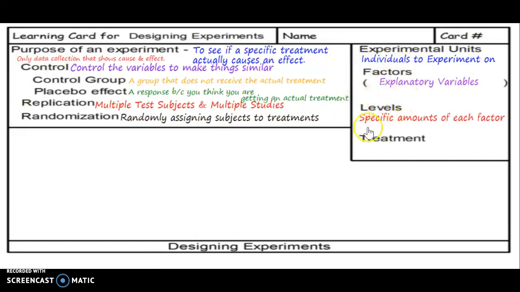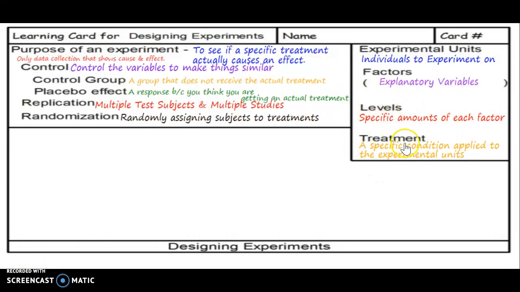The levels are the specific amounts of each factor. So if I was talking about fertilizer on plants and I gave one plant 1 pellet of fertilizer and another plant 2 pellets of fertilizer and another plant no fertilizer at all, those would be considered levels. So the specific amounts for each factor is a level.